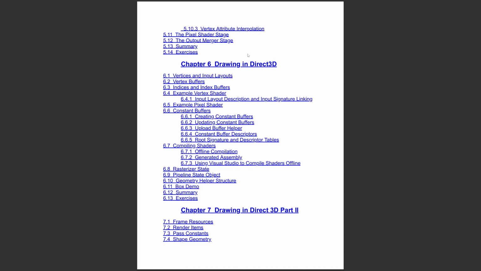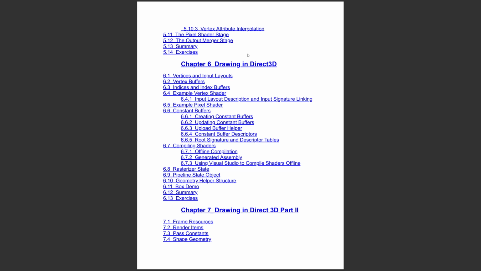And we're going to talk briefly on compiling shaders, in which case we can do offline compilation, where we compile shaders once and store the results for later. And then we have generated assembly. I'm not quite sure what that is. Maybe that's assembly code for the GPU. Who knows? I'm not actually too sure about that.